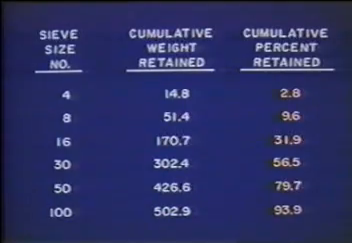Fineness modulus is an empirical number used for the acceptance and control of aggregate for concrete. It is the sum of the cumulative percent retained divided by 100. The sum of the cumulative percent retained is 274.4. Dividing by 100, the FM of our sample is 2.74.